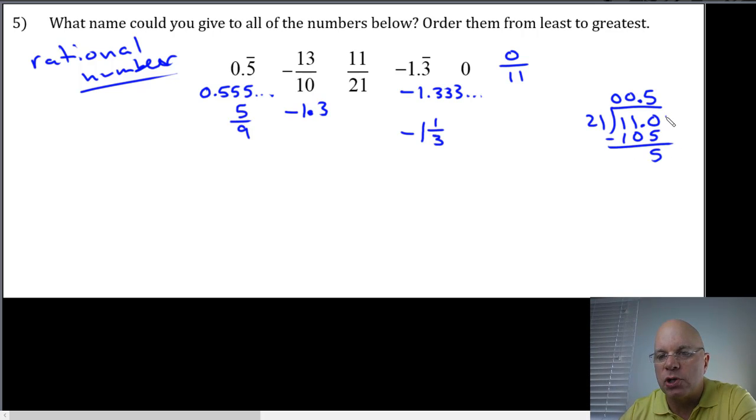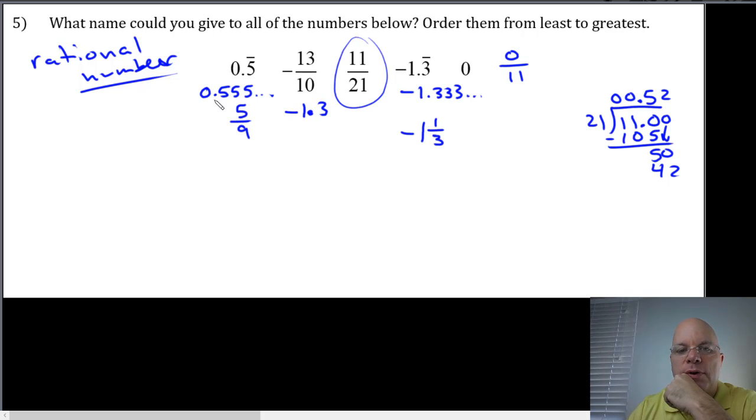And then I reveal the 0 in the hundredths place and bring it down. How many 21s are in 50? 2. 2 21s is 42. And now I have enough information to confirm what I suspected, that this is less than 0.555 repeating. So I almost said that's our least value, but certainly not, right?